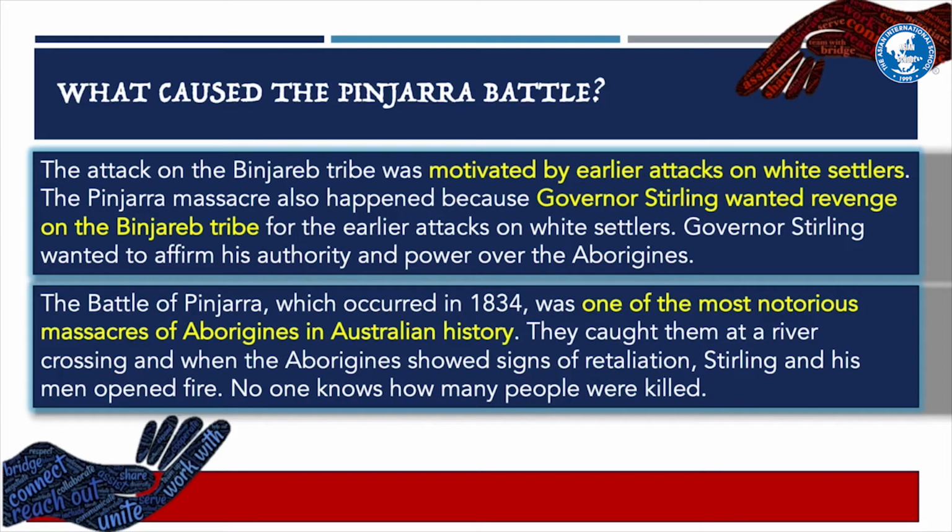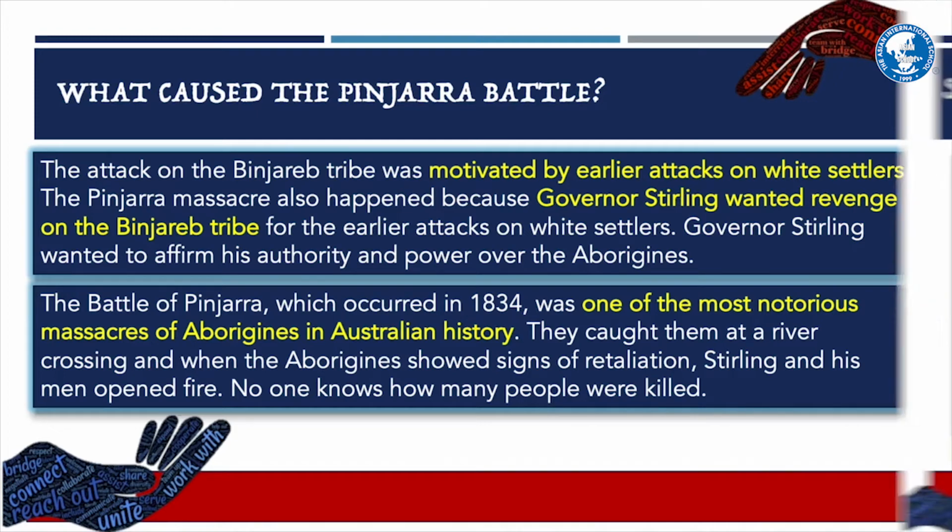They caught them at the river crossing. When the Aborigines showed signs of retaliation, Stirling and his men opened fire. No one knows how many people were killed. Was anyone punished for this massacre? For killing the Aboriginals? No, because this was considered legal action, so no one was sent to jail.